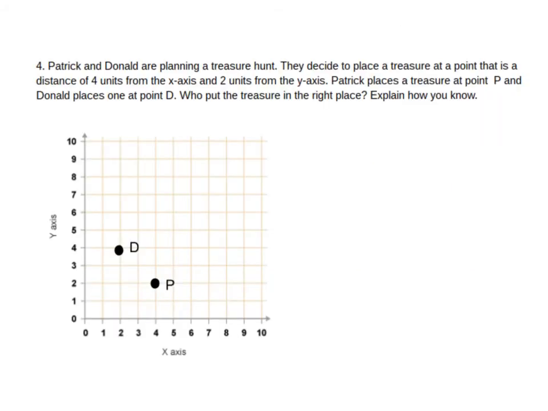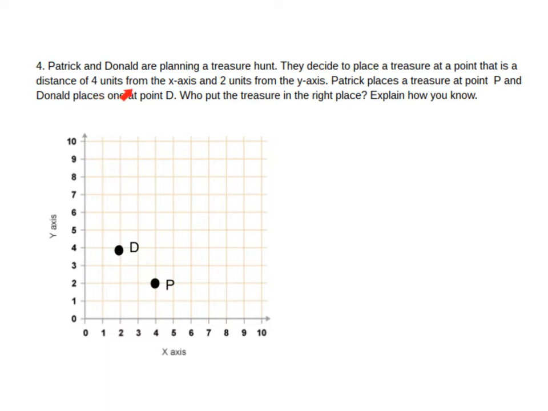Donald and Patrick are planning a treasure hunt. They decide to place a treasure at a point that is a distance 4 units from the x and 2 units from the y. Patrick places treasure at point P and Donald places one at point D. Who put the treasure in the right place? Explain how you know. So this is really a trick question because we have to look at the wording.